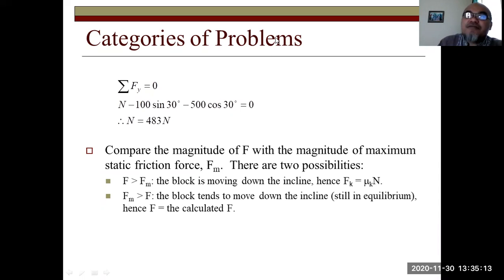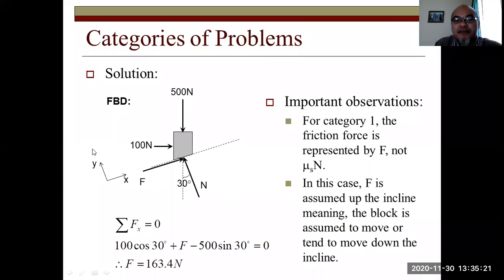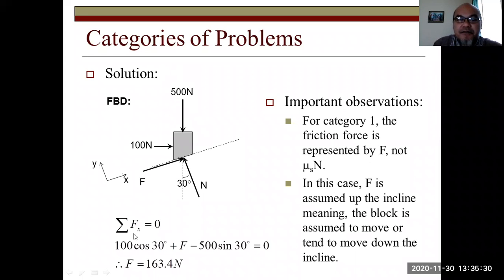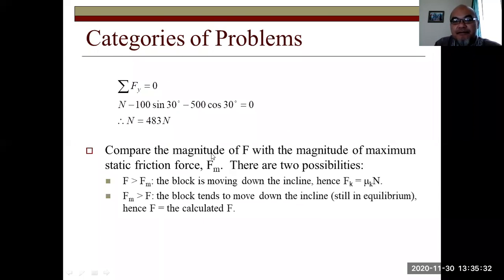Hence, the actual F, the static friction force, will be equal to the calculated F here. The calculated F here is 163.4 Newton. So see here, our value is 163.4 Newton, our calculated F from this free body diagram.